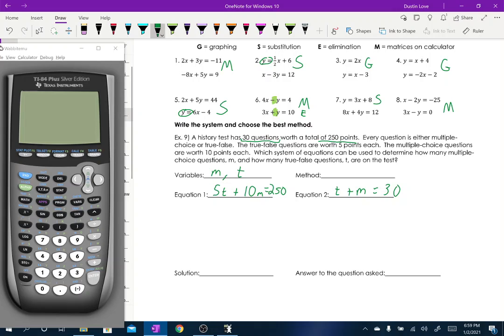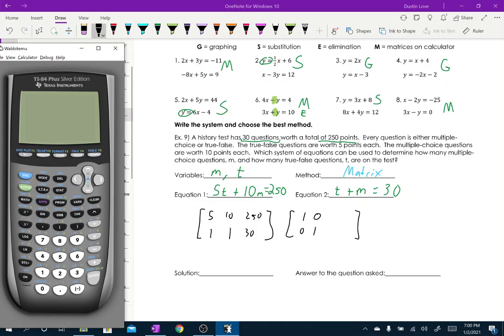Okay, now, which method am I going to use here? Looks like I've got standard form for equation 1, standard form for equation 2. So I'm going to use a matrix for these because I've got standard form on both. So let's go ahead and write our matrix out. First equation is 5, 10, 250, 1, 1, 30. Now I'm going to go ahead and set up my RREF matrix and then jump over to the calculator.